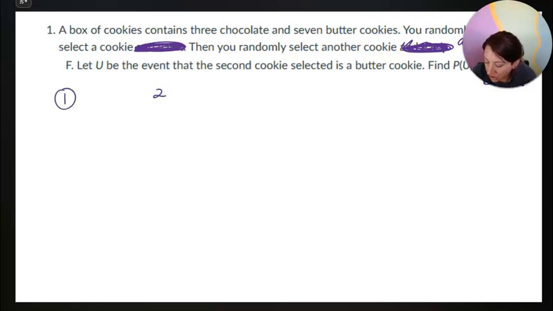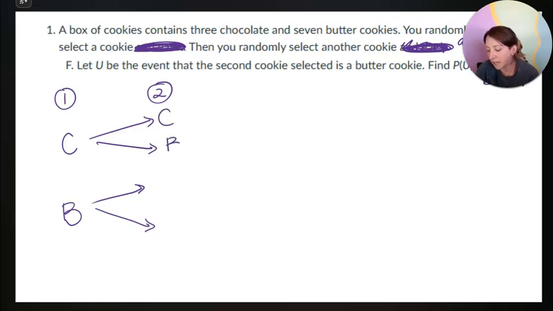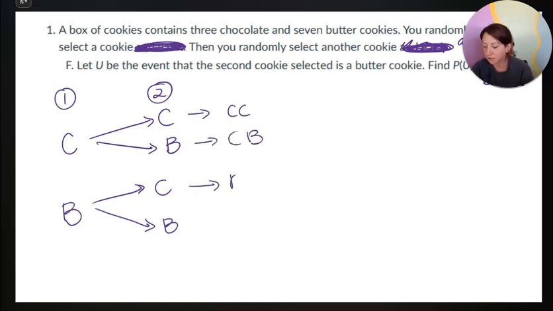That would change the tree diagram. The tree diagram before was assuming we ate the first cookie. This one would be we aren't eating the first one. We put it back in the bag. So we'd have chocolate and butter. I'm going to run through this quickly, and I'm not going to color code just for time. We would still have the same sample space with these events: this one is still chocolate chocolate, this one is still chocolate butter, this one is still butter chocolate, this one is still butter butter.